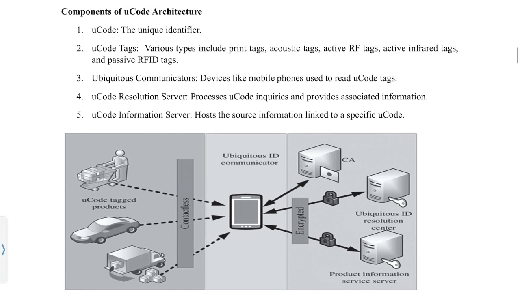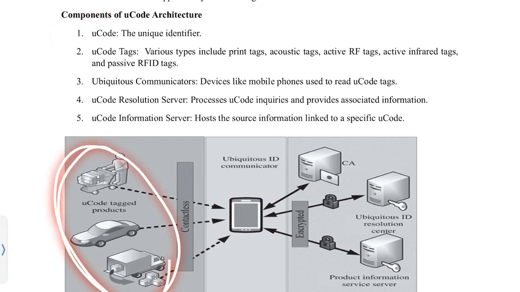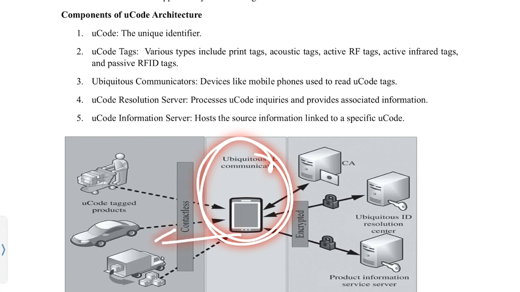Speaking about the components here, the first component is ucode. Ucodes are the different identifiers here. Then we have ucode tags. Ucode tags are the print tags, the acoustic tags, or the active RFID, active infrared, and passive RFID tags. Then we have the ubiquitous communicator. Devices like mobiles which are used to read these tags are called ubiquitous communicators.